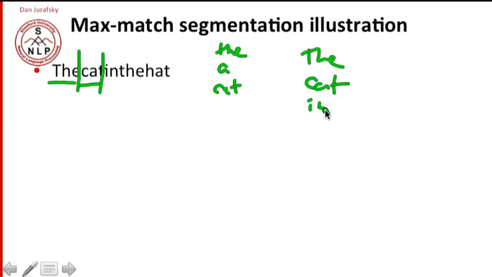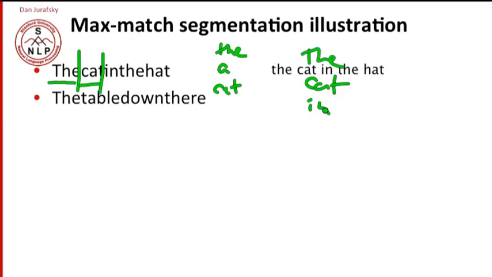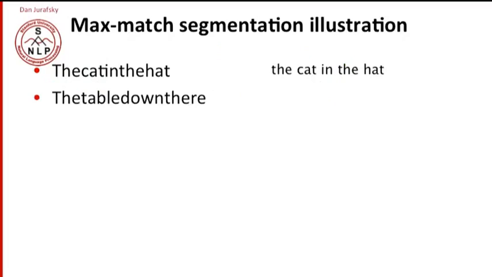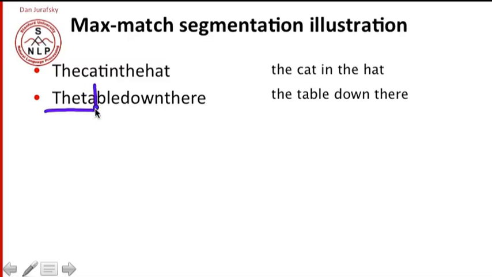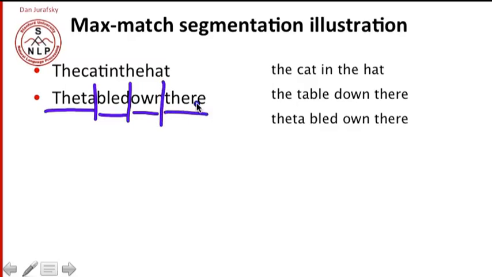We do a good job. How about the phrase the table down there, where we take the spaces out? What's our max match segmentation algorithm going to do with the table down there? Think a little for yourself. You may think that what it's going to do is produce the table down there, but there's a problem. English has a lot of long words. English has the word theta for the variable, and so instead of the table down there, we're going to get theta, then bled, and then own, and then there. So we're going to get theta, bled, own, there.